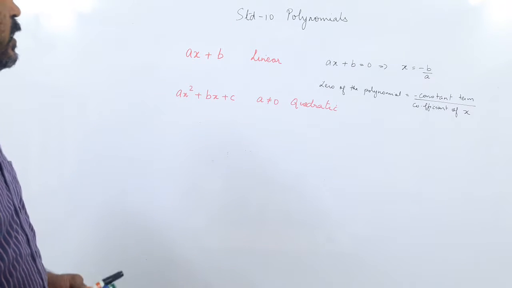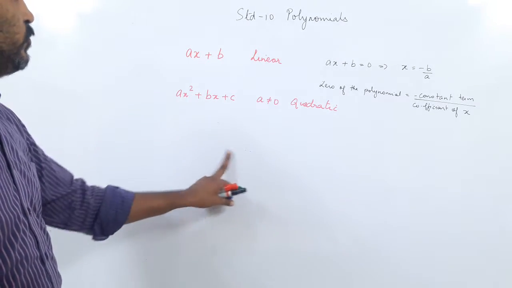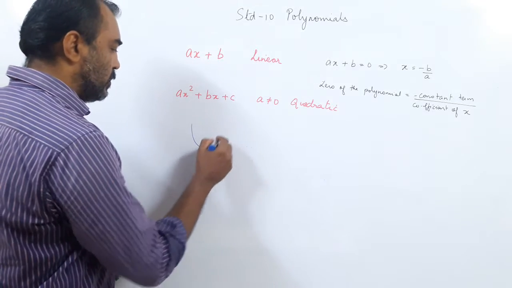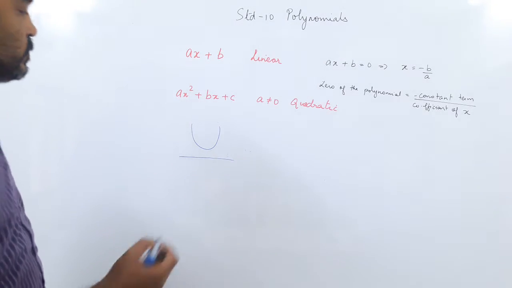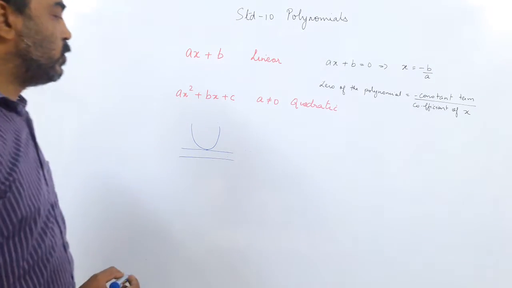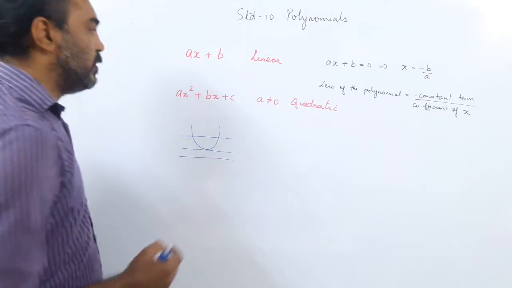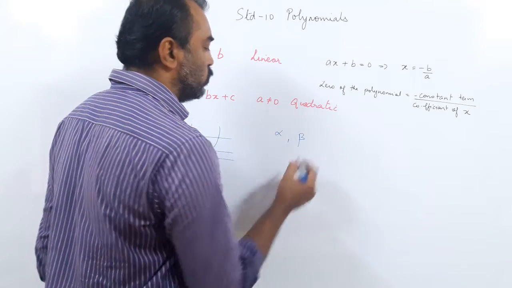And for the quadratic polynomial, there were two roots or one root. If this quadratic polynomial has a graph like this, and it is above the x-axis, there is no root. If it just touches the x-axis, there is one root, and if it crosses the x-axis, there are two roots. Okay? So yesterday we said, let us say alpha and beta are the two roots.